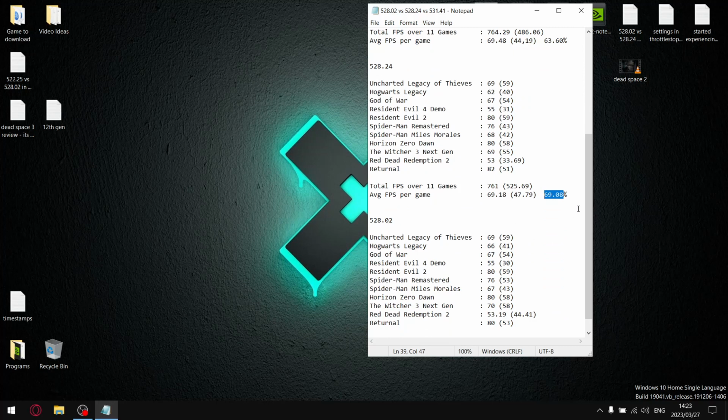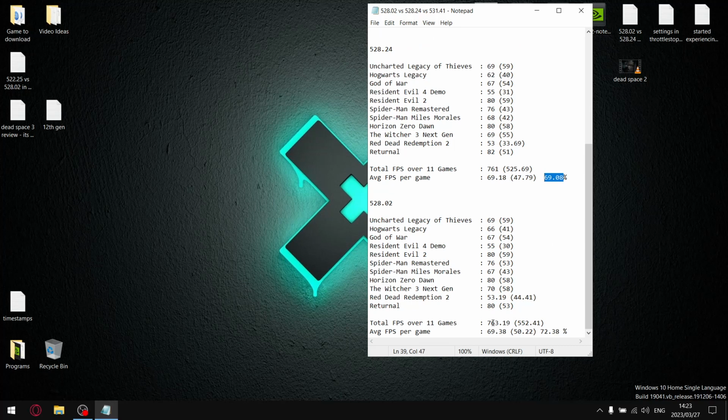528.02. Over the 11 games, my total FPS is 763.19. When I divide that by 11, my average FPS per game is 69.38. And when I add up all the 1% lows, my total 1% lows over 11 games is 552.41. Divide that by 11, and my average 1% low per game is 50.22. So when I divide the 1% lows by the average FPS, lo and behold, I get my most stable result. I get 72.38% in terms of stability.